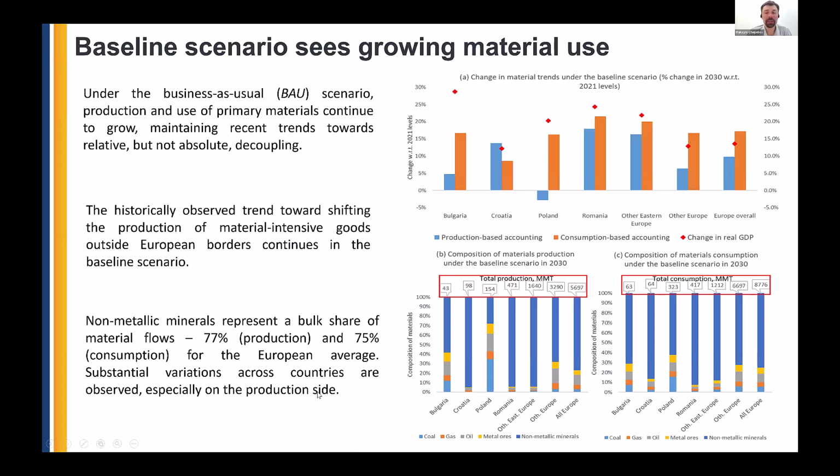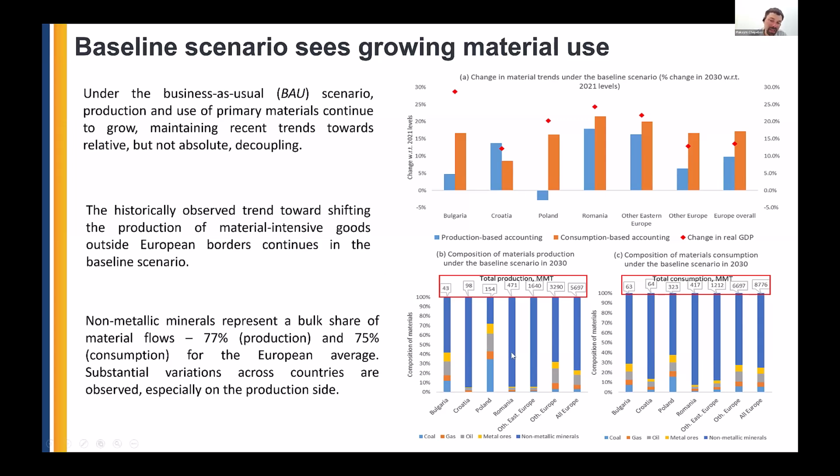So just briefly, some key results from these scenarios. So first, we find that in the baseline scenario, if we continue business as usual, the material consumption and production increases. So this is the figure at the upper right corner of the screen. And we also see a growing difference between production-based materials, so essentially how much material is produced within the country, and how much material is embodied in all consumed goods. So we see that there is a growing difference between production and consumption-based materials, meaning that the leakage continues within EU's business as usual scenario.